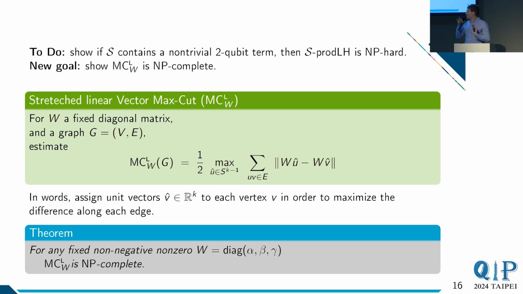So our theorem is that for any weight matrix W, this problem is NP-complete. And to be clear, our problem is a sum of these distances, and you can think of W, this matrix, as weighting each axis differently. So it's basically saying that maybe we care more about the differences along the x-axis than we do along the y-axis.